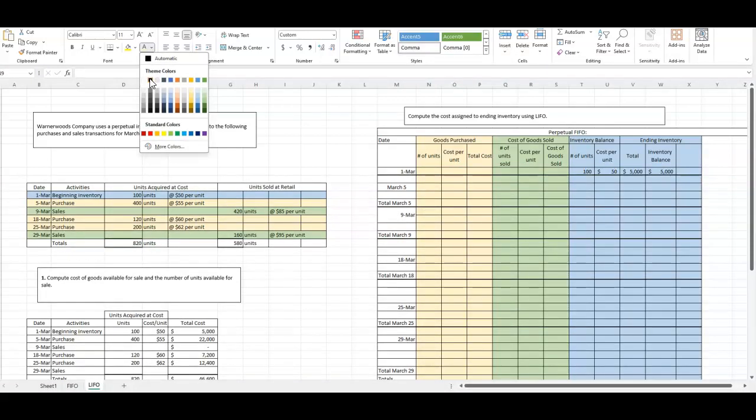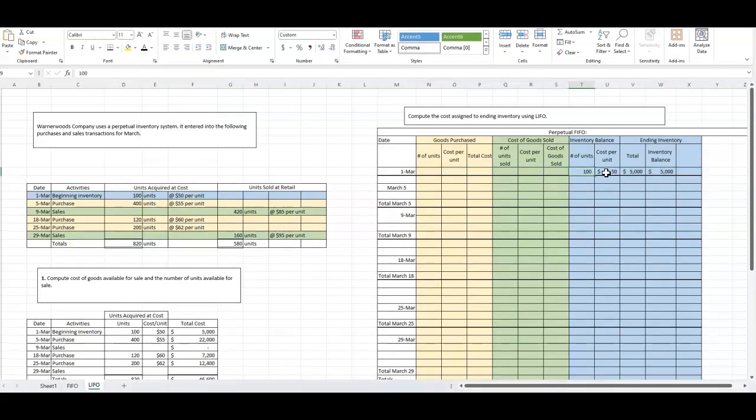Beginning inventory is 100 units at $50, $5,000 total. Now we're going to add a layer. Again, the layers. If you haven't watched the FIFO video, watch it. Beginning inventory of 100, plus we purchased 400 units at 55. So now we have 400 units at 55 in a new layer. This is the last layer we purchased, right?